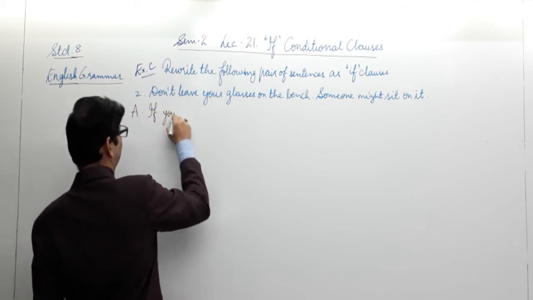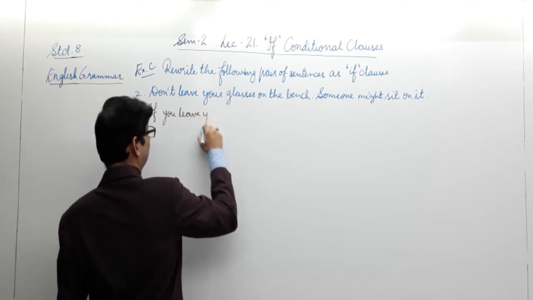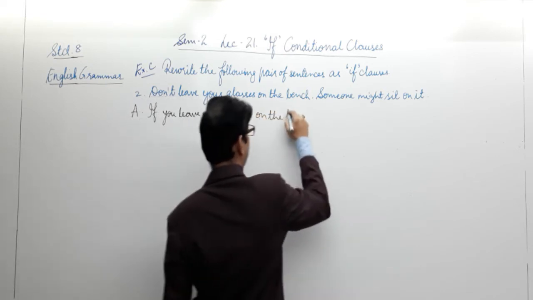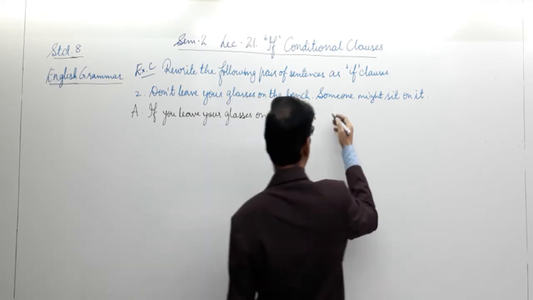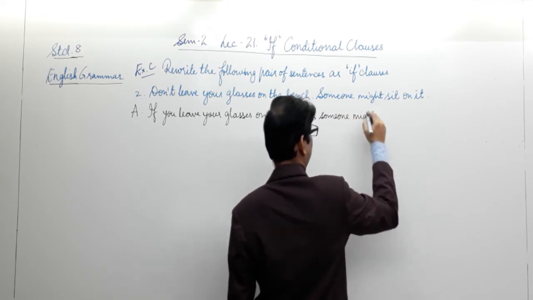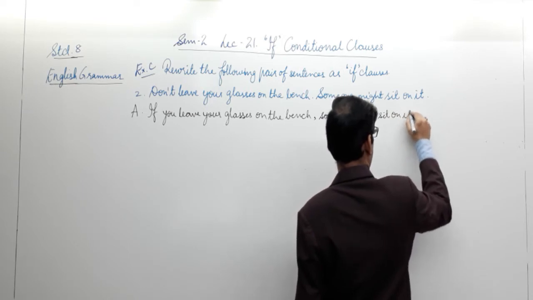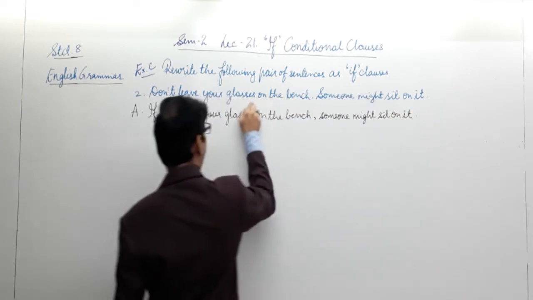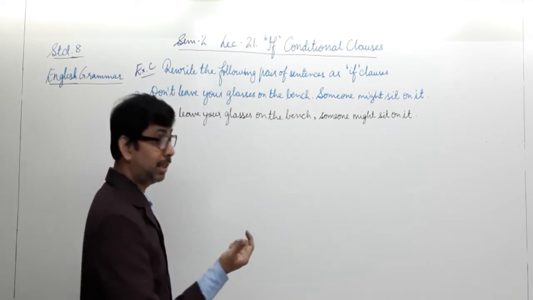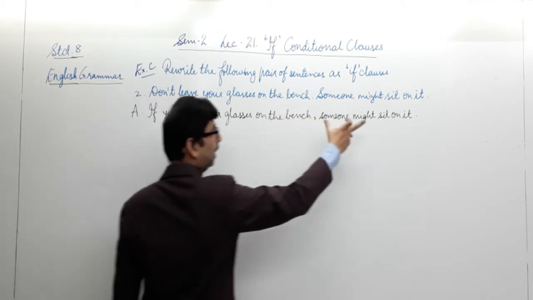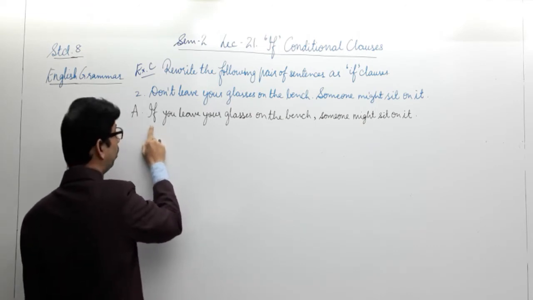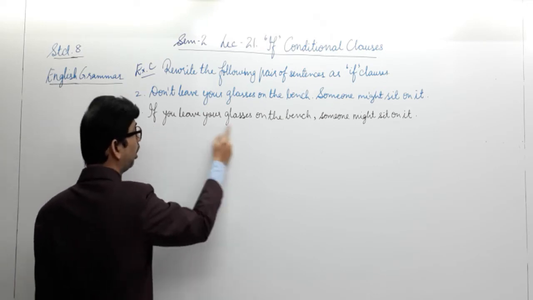If you leave your glasses on the bench, well, there are chances that someone might sit on it. So the two separate, individual sentences that we had, we transformed into a complex sentence, because we have the subordinate clause and the main clause, and we have the joining word, that is the if conditional clause, or the linking word over here. So, if you leave your glasses on the bench.